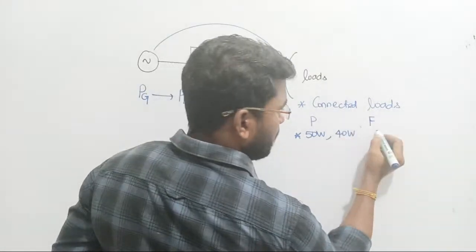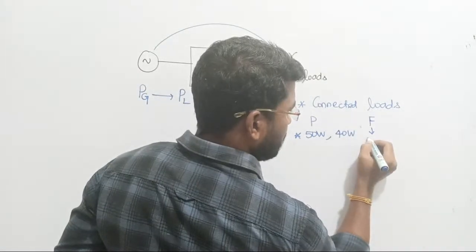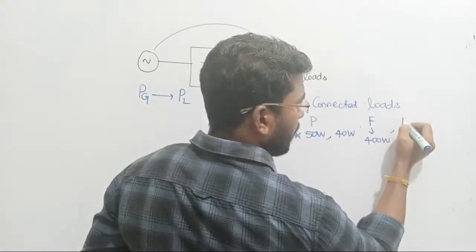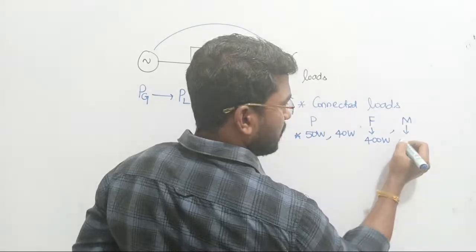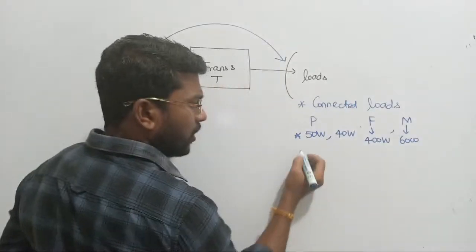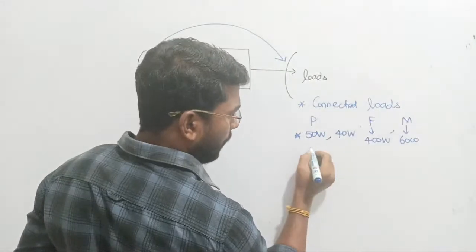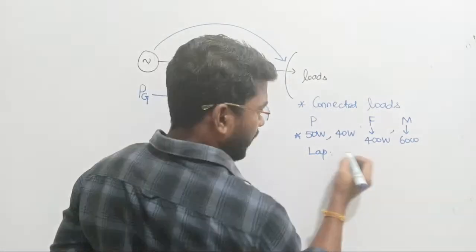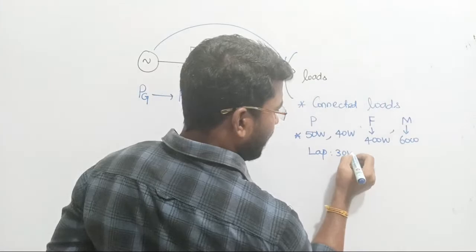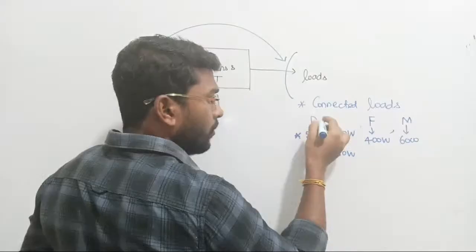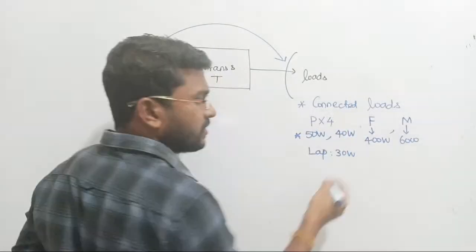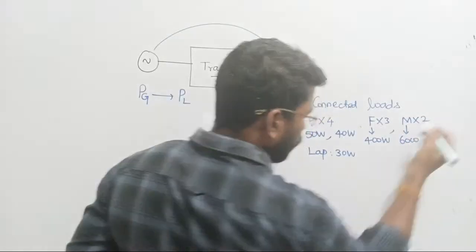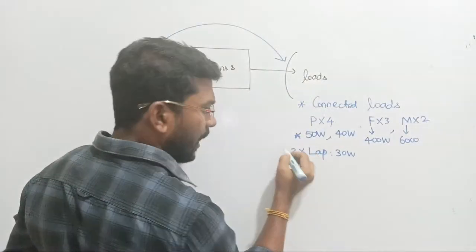Now let us take the rating of the fan as, let me consider, some 400 watts, right? Let me consider one mixi. Let us consider some 60 watts, right? Now let me consider one laptop. For the laptop, I am going to consume some 30 watts. Like that, some various bulbs. Like in my home, in total I have 4 bulbs like this, and in total I have 3 fans. Like this, I have 2 mixis, and let me take some 3 laptops, right?